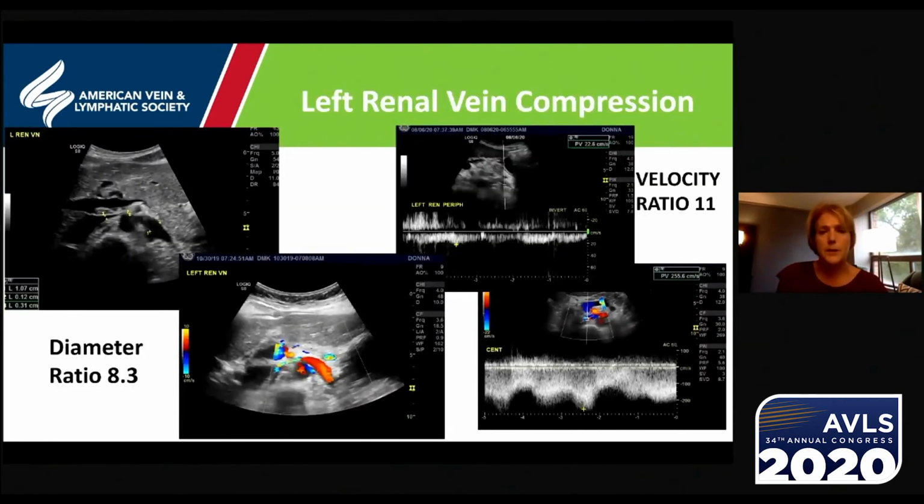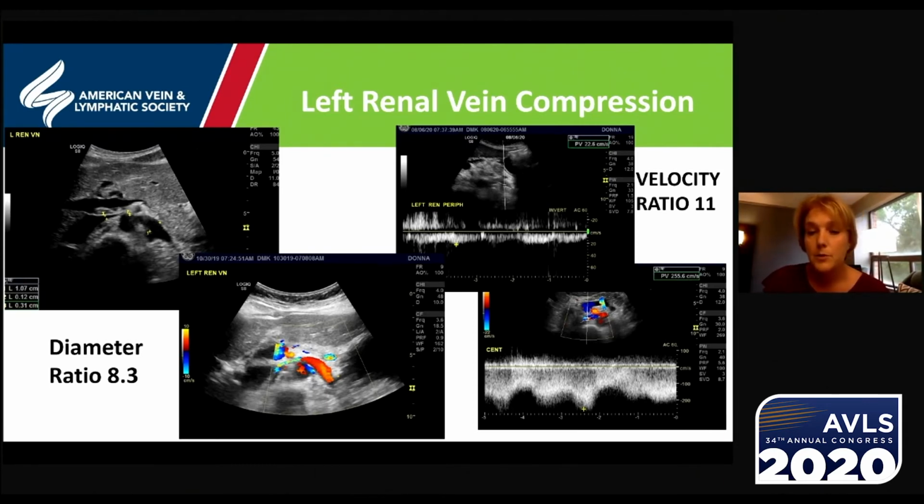These are some images of a patient who's positive for left renal vein compression. In that first image, we can see more peripherally, or on the kidney side, a 10 millimeter in diameter vein. As we get to the SMA and the aorta, where we're suspecting a compression, we have a 1.2 millimeter vein. And then as we move closer to the confluence with the IVC, we have a 3 millimeter vein. So that gives us a diameter ratio of 8.3, which is well over our cutoff of 5.